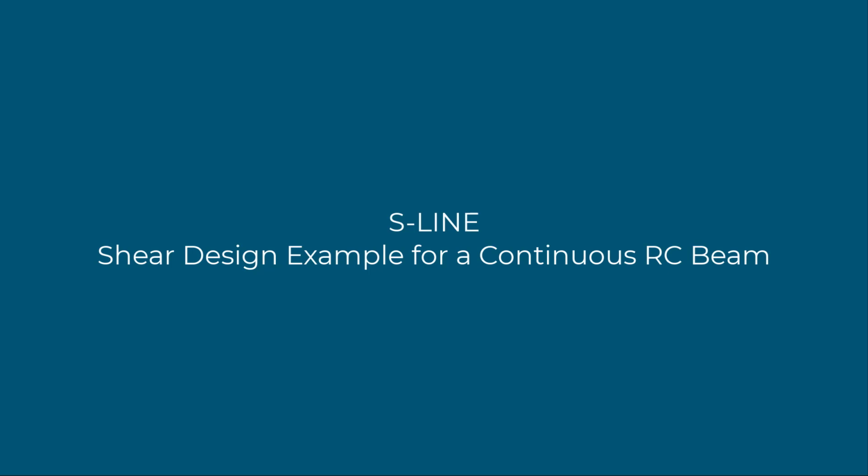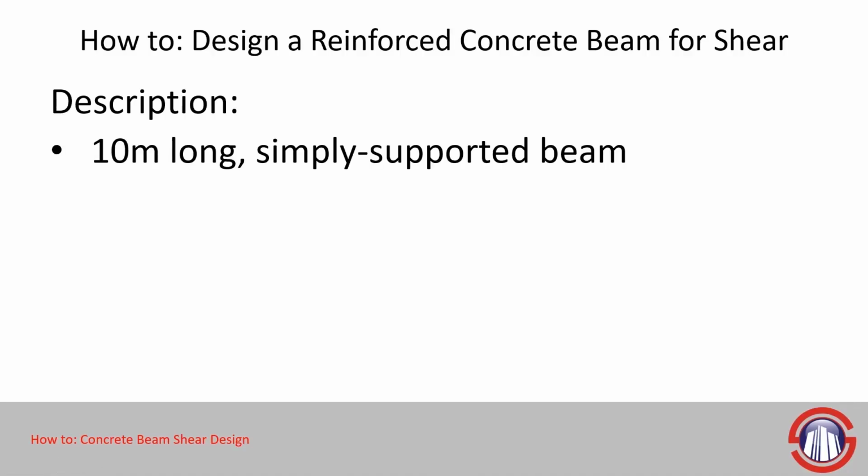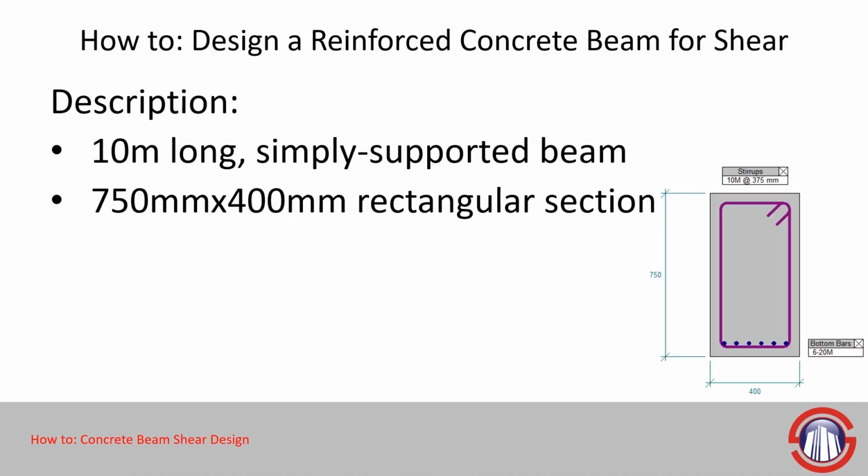In this video, we're going to look at how we can design a reinforced concrete beam for shear using S-line. For a bit of background on this problem, we're going to have a 10-meter long simply supported beam. This beam will have a cross-section that is 750 millimeters deep and 400 millimeters wide. It's a rectangular reinforced concrete cross-section. You can see a preview of it on the right-hand side.